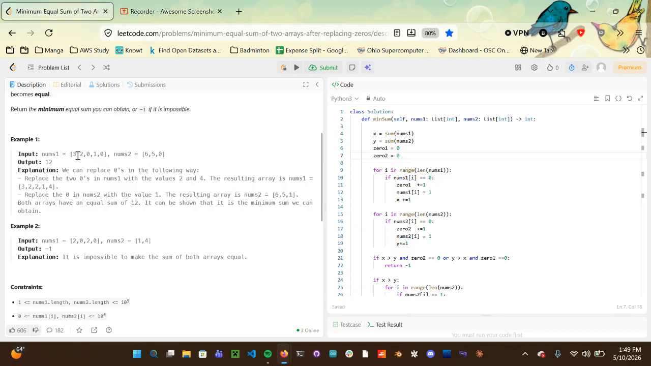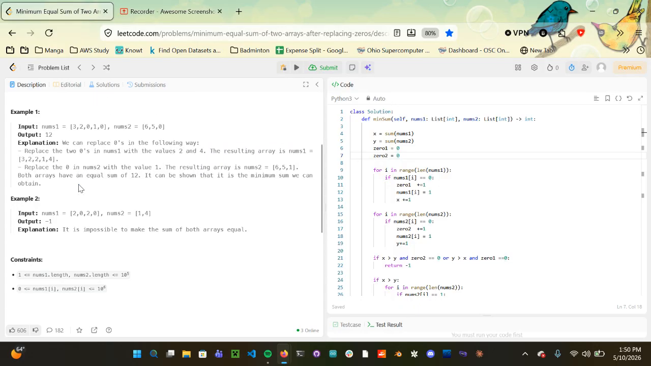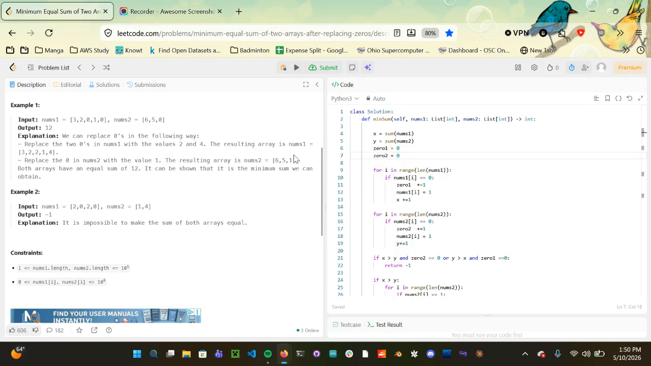Here we have nums1 equals 3, 2, 0, 1, 0, and nums2 equals 6, 5, 0, right? So the output would be 12 because we can replace the zeros in nums1 with the values 2 and 4, and then we can get it to equal 11 here. Since we have to replace this, the minimum would have to be 12 on this one. So we'd have to get this equal to this 12. So here's the resulting array. Replace the zero in nums2 with the value 1: 6, 5, 1. You have the sum 12.